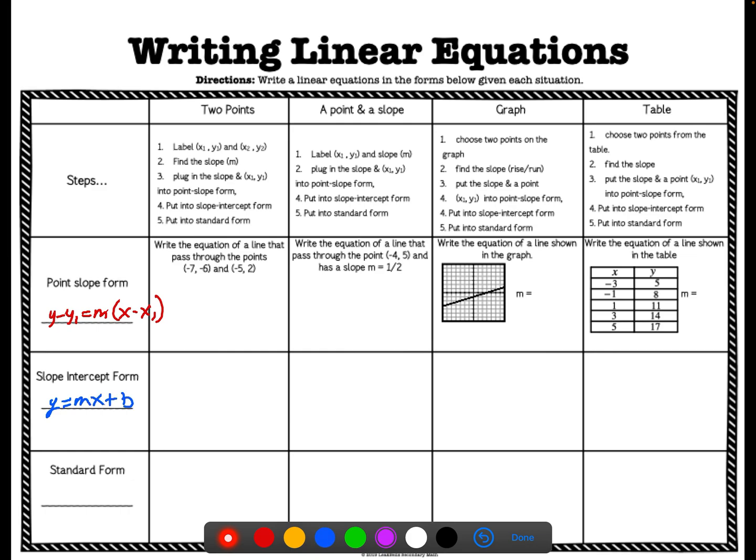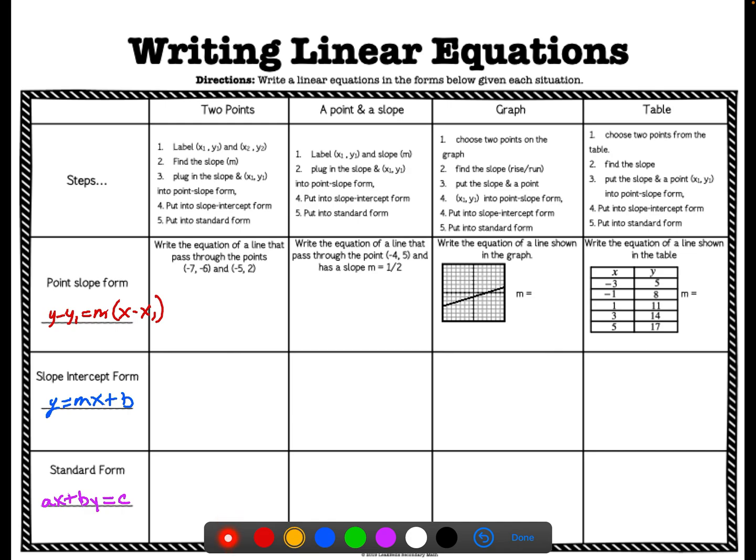And finally, we're going to talk about how to write an equation in standard form: Ax plus by equals c. Remember that we really go in this order. We start off in point slope, we change it to slope-intercept form, and if need be, then we change it into standard form. So if we look over here in this last column, this is the column that deals with writing an equation given a table. The first step is that we choose 2 points from the table.